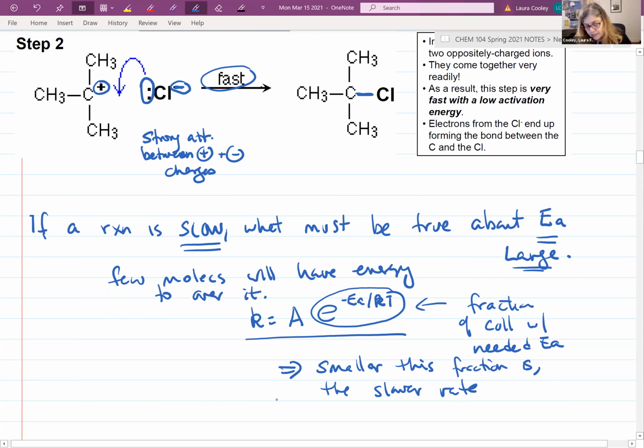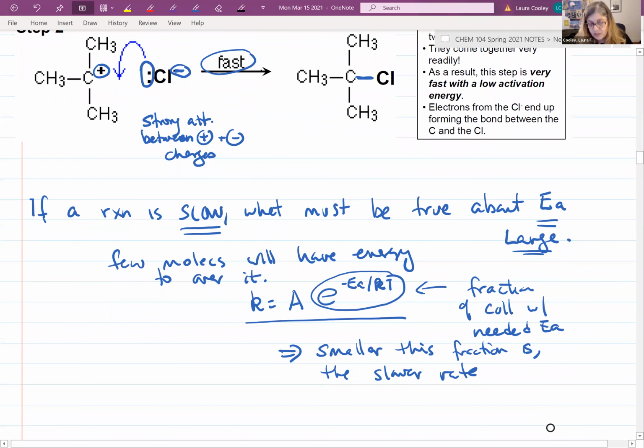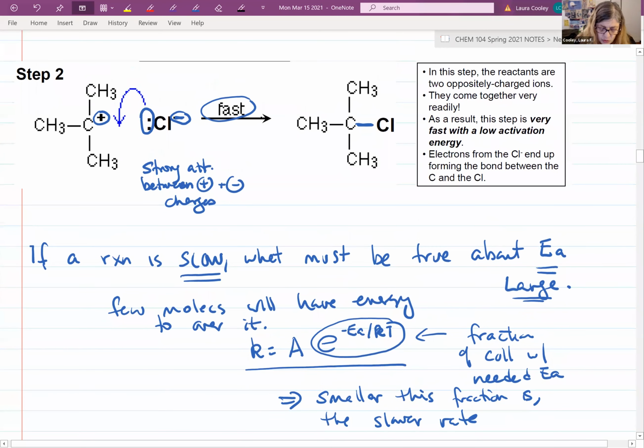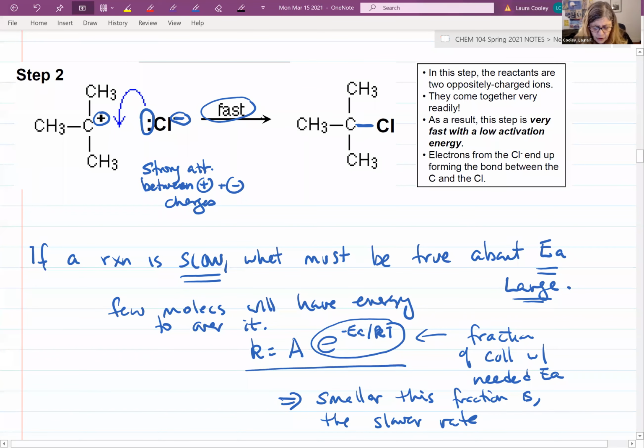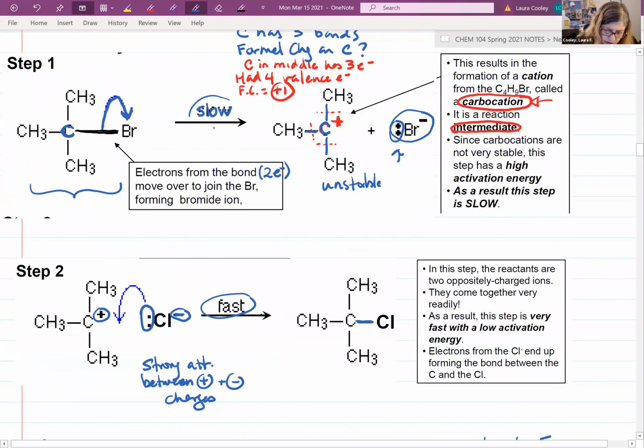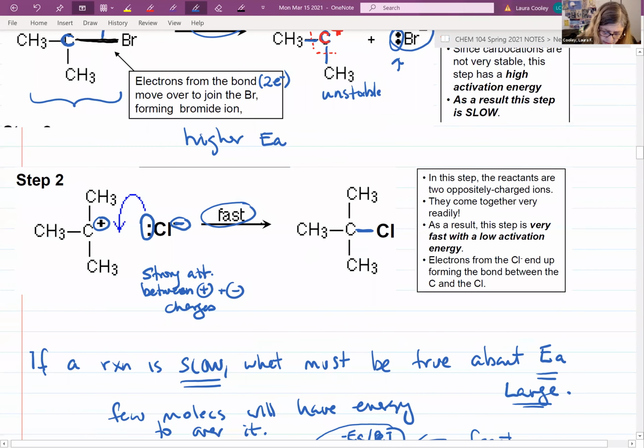And as the activation energy goes up, that fraction gets smaller and smaller because you have fewer molecules that can go over the barrier. So if you think about this reaction and these two steps, the first step is very slow, so this has a higher activation energy. This guy here, which is very fast, is going to have a lower activation energy.